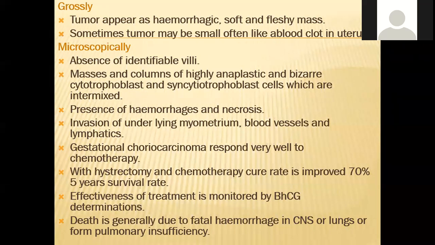Death is generally due to fatal hemorrhage in the CNS or lung. Mostly the primary site is not dangerous as compared to their secondaries in the CNS or lung, or from pulmonary insufficiency. The primary mostly cannot be detected because of necrosis. Sometimes they may be detected, sometimes they may not, but the tumors are metastasizing, and the secondaries there produce symptoms when they reach that site. Most of the time they are detected by their secondaries.